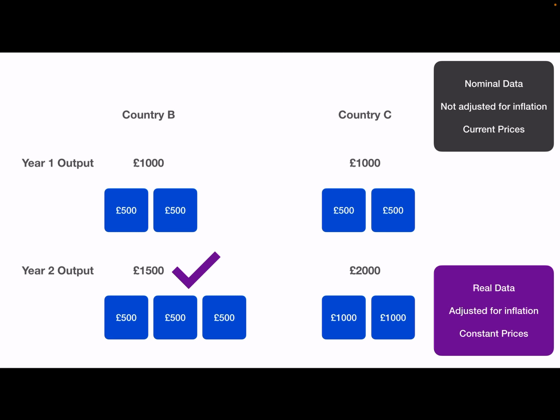So this is fine for Country B because they haven't had any inflation. However, in Country C, we need to wind back the prices to year 1 prices and correct the data for inflation. And we can see this country has not had any real increase in output.